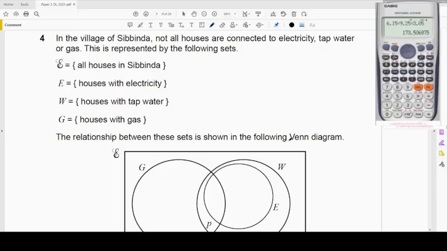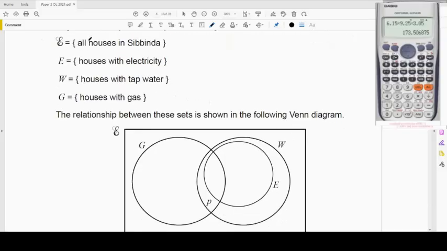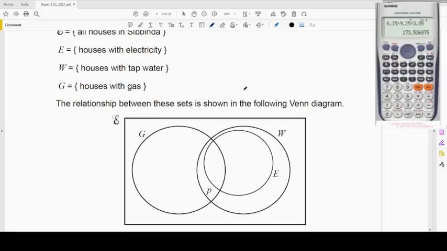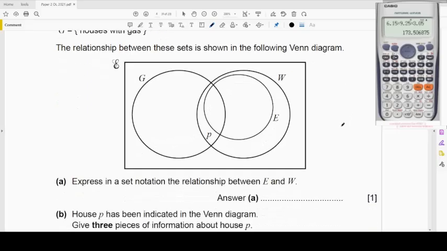Okay, number 4, in the village of Sibinda, not all houses are connected to electricity, tap water, or gas. This is represented by the following sets. So we have our E here, which represents our universal set. The universal set is all the houses that are in Sibinda. Then we have E, that represents the houses that have electricity. W is the houses that have tap water, and G are the houses that have gas.